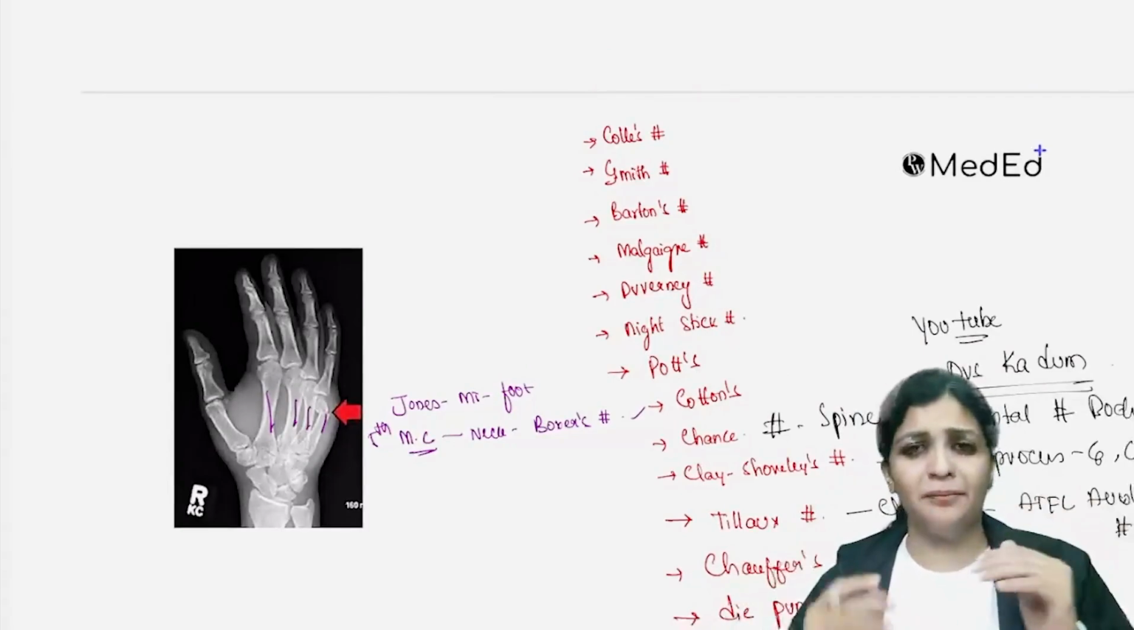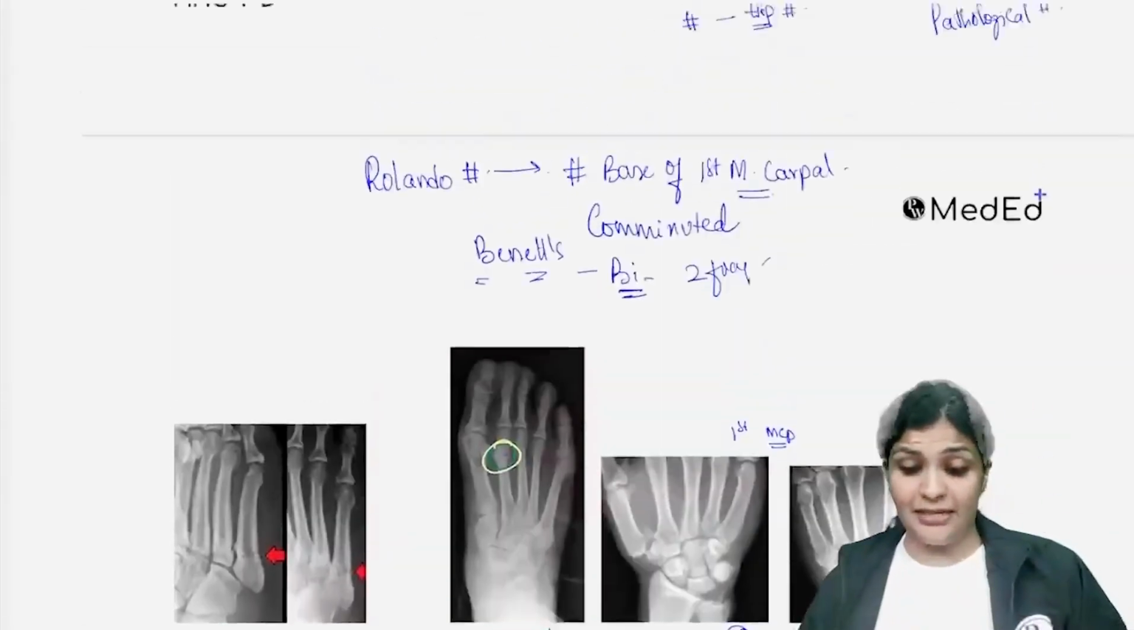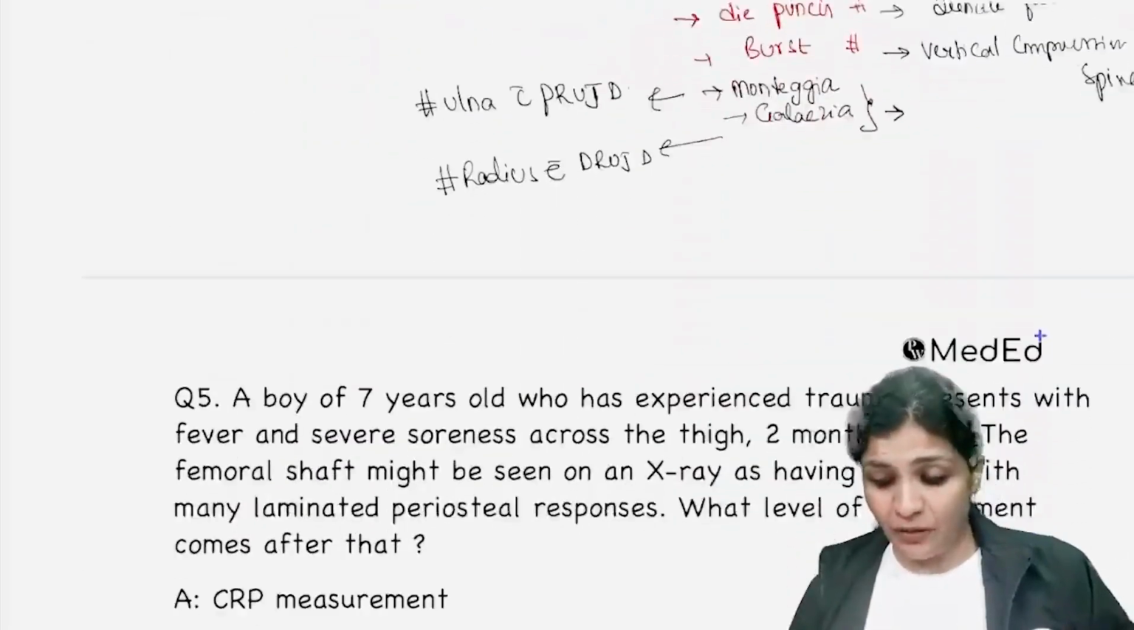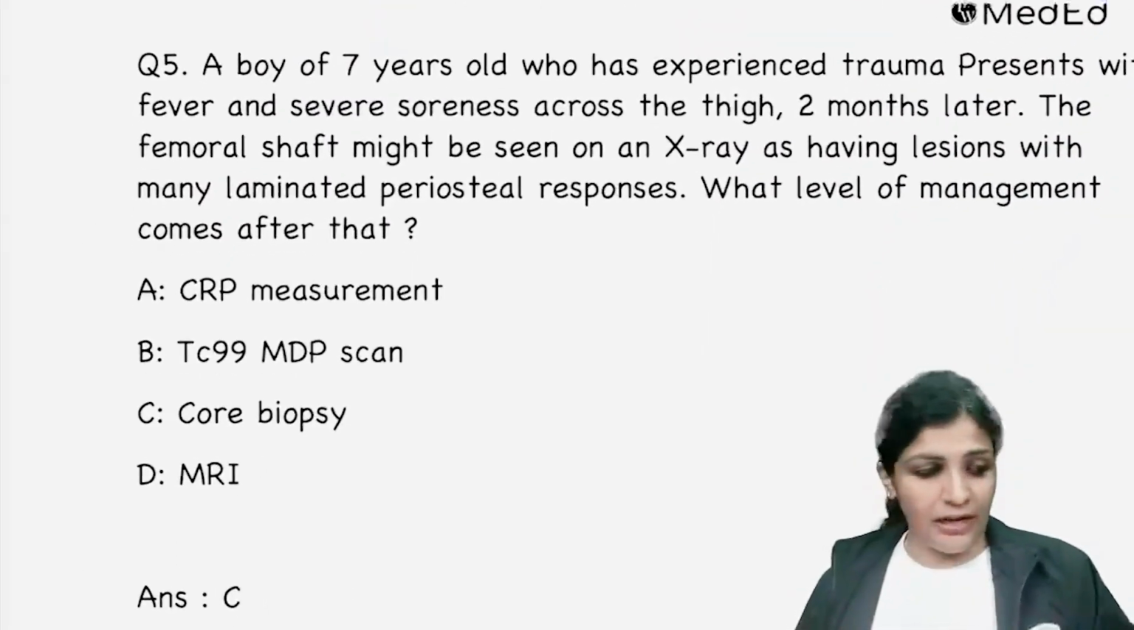You know, all this might be asked as a one-liner or like this. They can put up a table like this and they can ask you as match the following questions, right? Okay, now that is done.